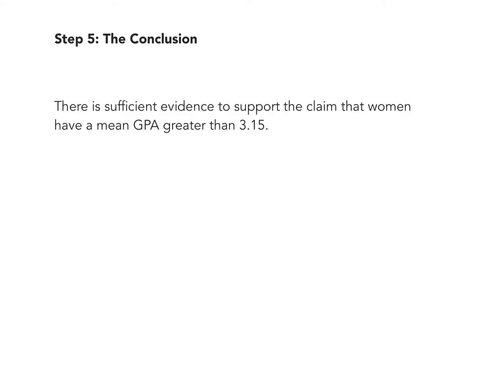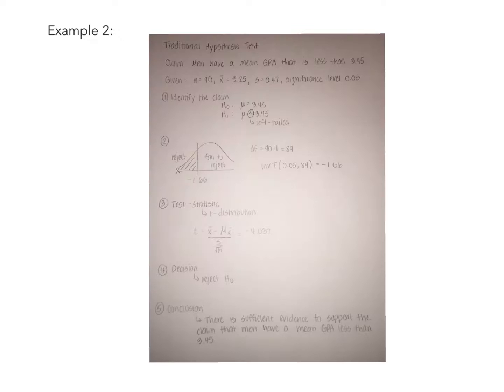Now let's run through one more quick example to test the skills that we have learned. This time we will be looking at the mean GPA of men. In example 2, we are looking at the mean GPA of men, also taken from a systematic random sample of 90 men. Here is the hypothesis test as a whole. We begin by identifying the claim, which is the alternate hypothesis. Because there is a less than symbol, we know that it will be left-tailed.